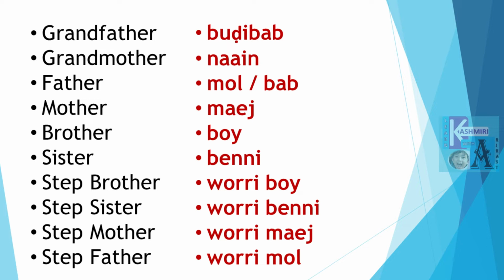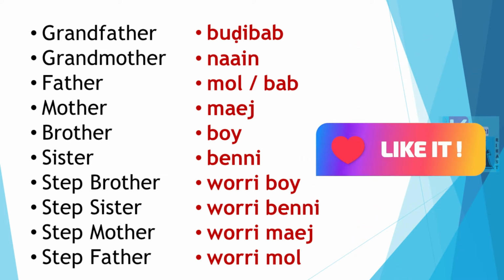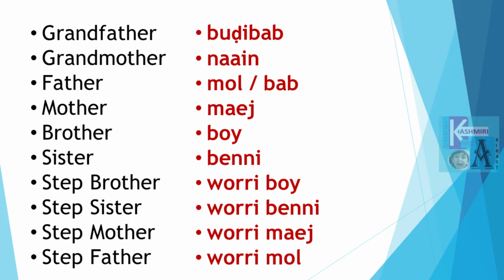We know father is mole, mother is merge, brother is boy, and sister is bin. Now, in some cases, when we have to describe step brother, step sister, stepmother, or stepfather, we add the word vor. So it becomes vor boy, vor bin, vor merge, and vor mole for step brother, step sister, stepmother, and stepfather.